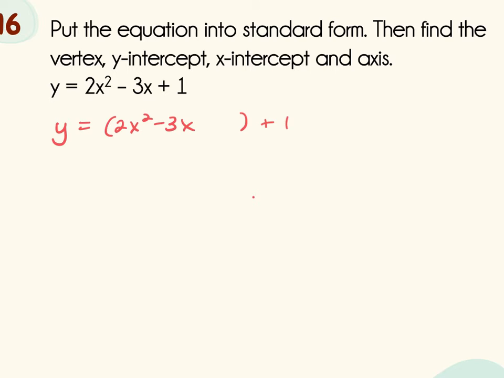Now there's an a. There's something other than the 1 there, which means I have to factor it out. When I take that 2 out, I am dividing both the x squared and the x term by that 2. So I end up with y equals 2 times x squared minus 3 halves x plus 1 still on the outside. So what you take out from the parentheses has to get taken off of both terms.